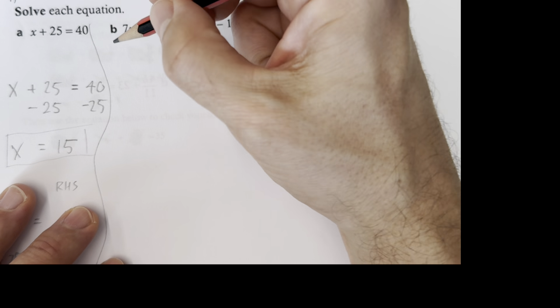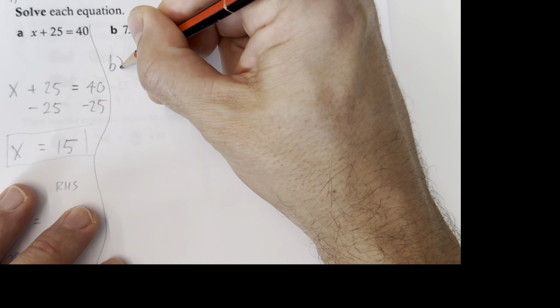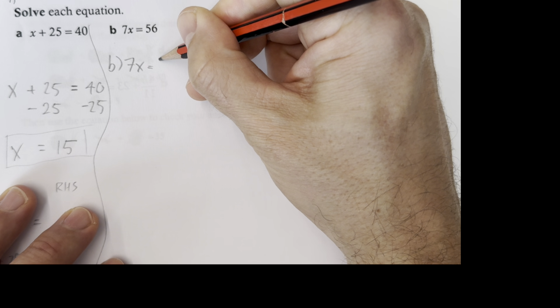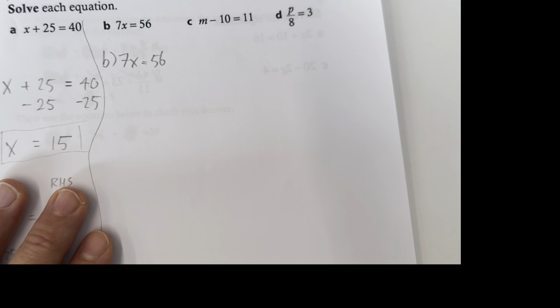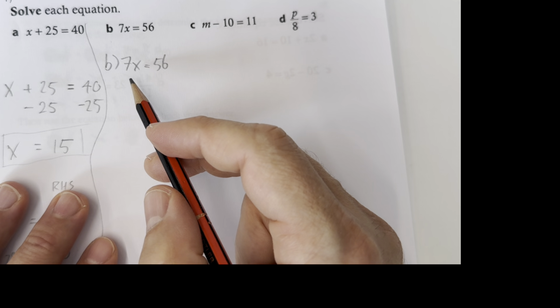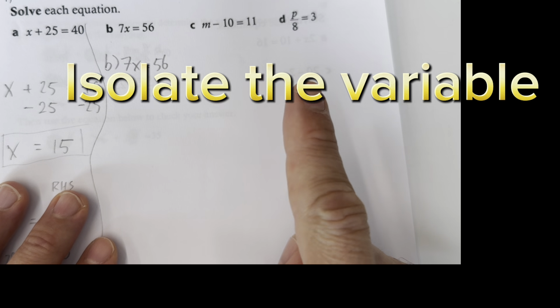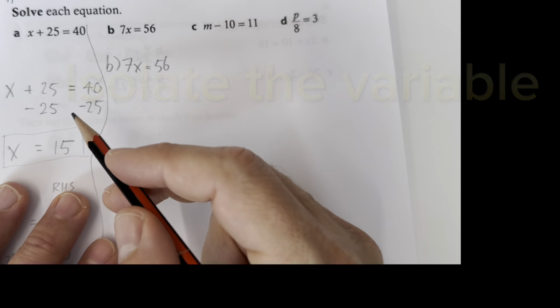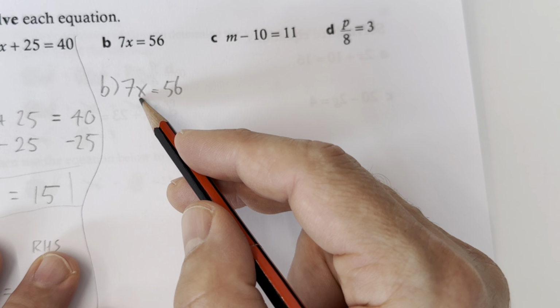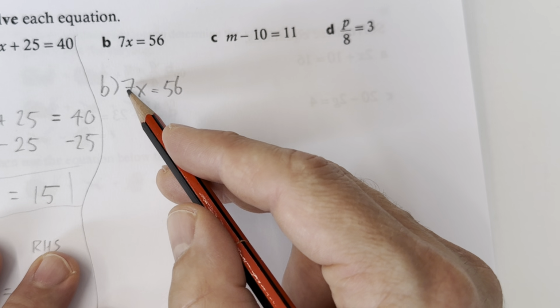So B, I have 7x is 56. Okay. So again, my goal is to isolate the variable. Isolate the variable. And if we're going to do that, we just ask ourselves, well, this is my variable x. It is not isolated because the 7's here.